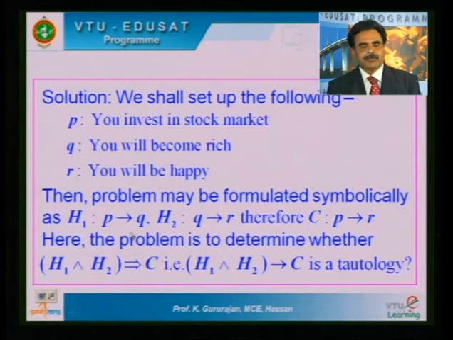So, this problem can be symbolically formulated as H1 and H2 implying C in a logical way. I know that this will happen only when H1 and H2 implying C is a tautology. So, I must construct the truth table of this formula, that is, H1 and H2 on one side implying C. I have to construct the truth table of this formula. If this formula turns out to be a tautology, then we can claim that yes, this argument is logically valid. So, this we shall proceed with now.